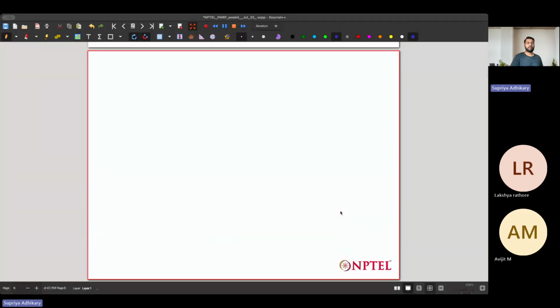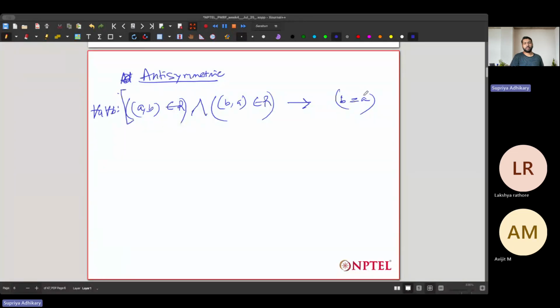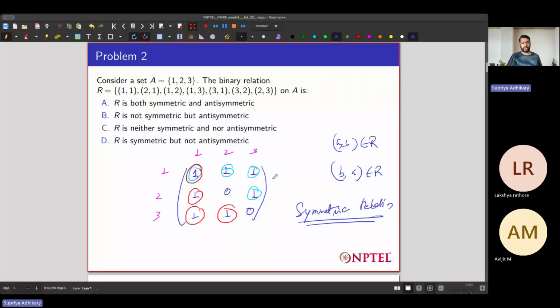Now, what was the condition for an antisymmetric relation? For an antisymmetric relation, the condition was that if (A,B) belongs to R and (B,A) belongs to R, in any case where this is true for a relation R, then that should imply that B is actually equal to A. And this is true for all A and for all B. So this was the condition for an antisymmetric relation. Now the question is whether this is an antisymmetric relation or not.